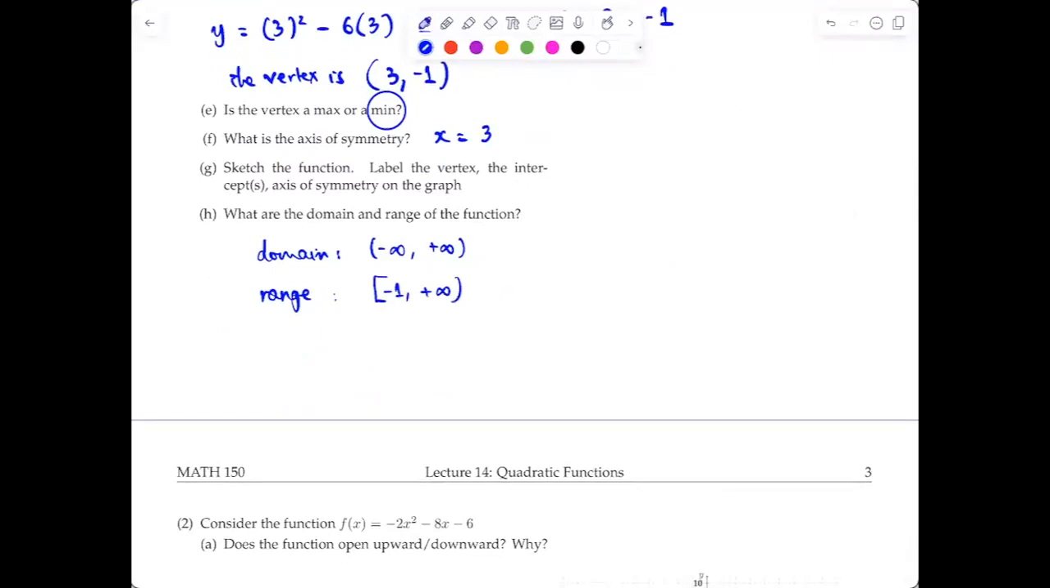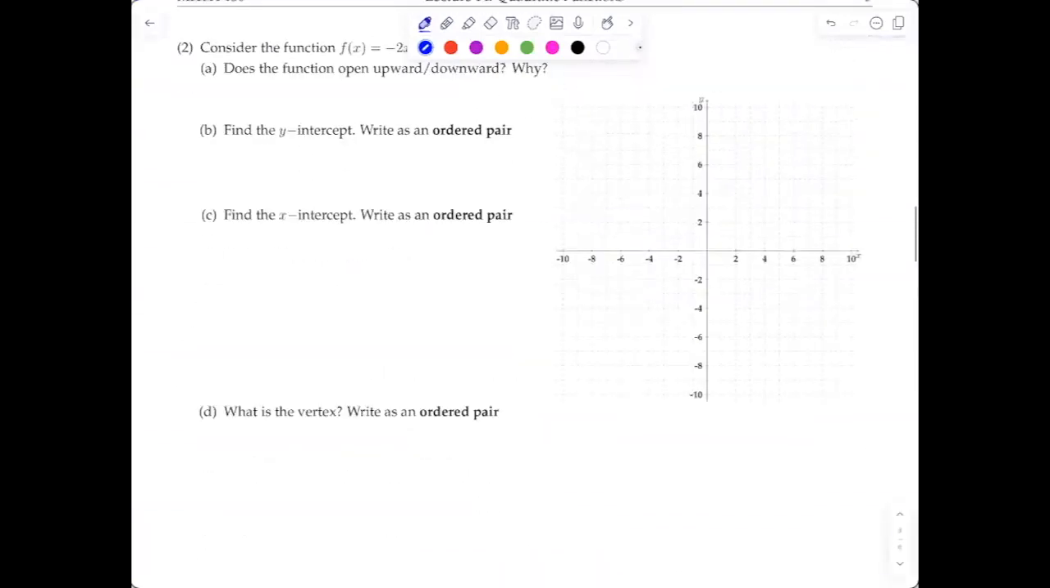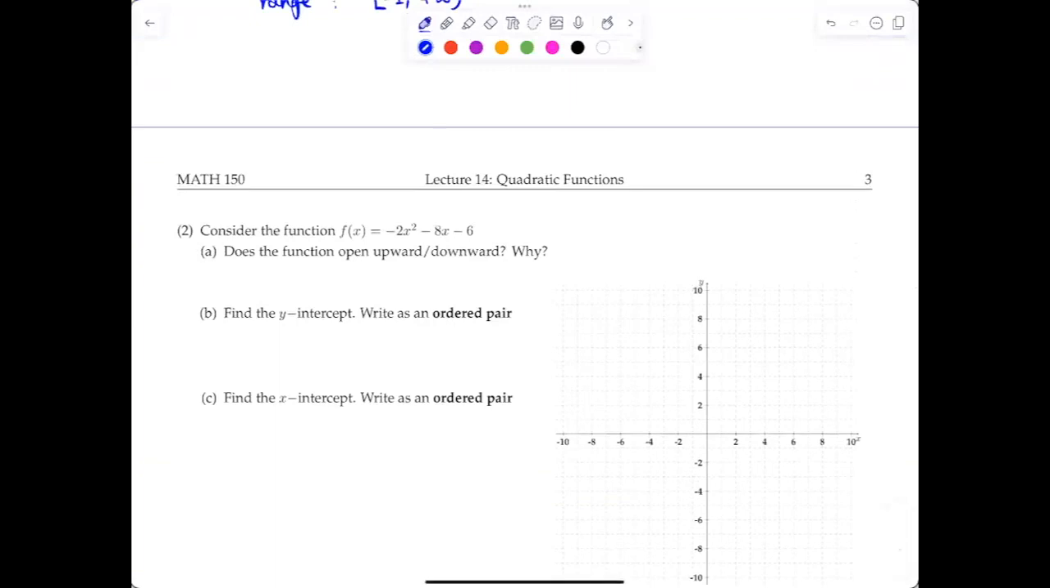All right, any questions? Okay, good. So now let's move on to example 2. Consider the function f of x equal to -2 times x squared minus 8x minus 6. Is this graph open upward or downward? Downward, right? Why is that the case? Because a is equal to -2, which is a negative number, less than 0.